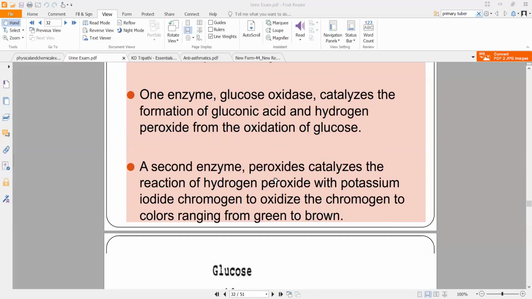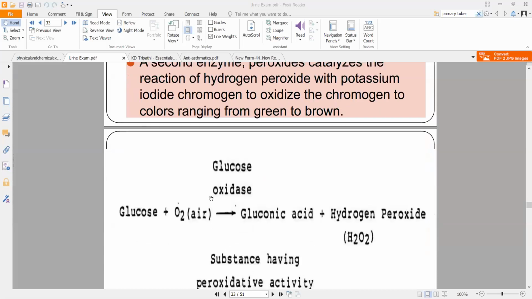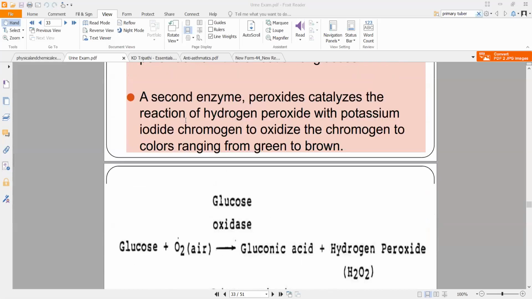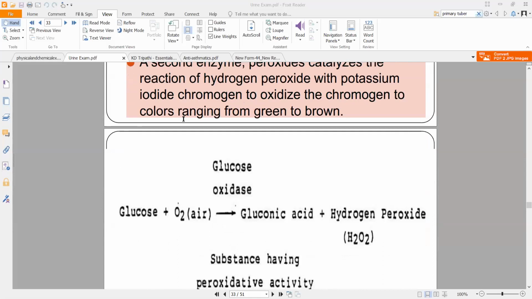On the other hand, if I use a different enzyme, see, you can see it here. If you take a second enzyme and you use hydrogen peroxide, what will happen is basically the second enzyme, peroxidase, will catalyze a reaction where hydrogen peroxide and potassium iodide chromogen are used to change the color. So basically this is the reaction.